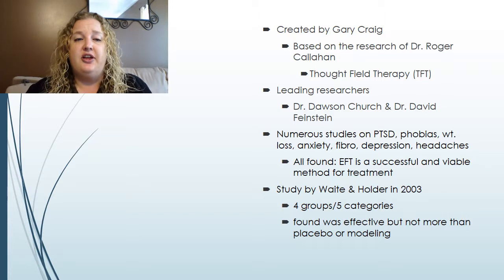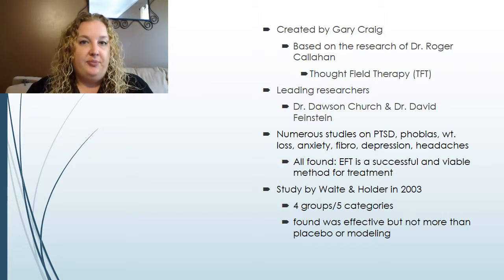One particular study that I thought was interesting was by Waite and Holder in 2003. They had 4 different groups with 5 categories. A treatment group that did tapping, a placebo group that did tapping on their arm, a model group which did tapping on a doll, and no treatment, they just rated their fear and anxiety, and then all groups rated their fear before and after the tapping treatment.